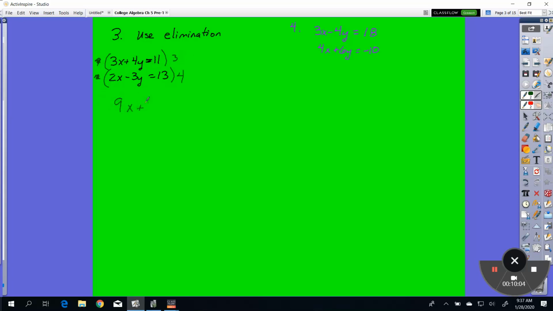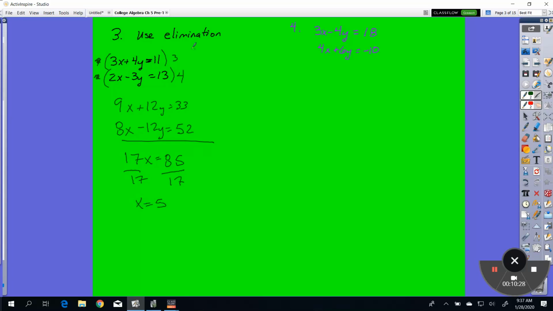So 9x plus 12y equals 33. 4 times 2x is 8x. 4 times negative 3 is negative 12y. 4 times 13 is 52. So that's 17x equals 85 divided by 17, and x equals 5.